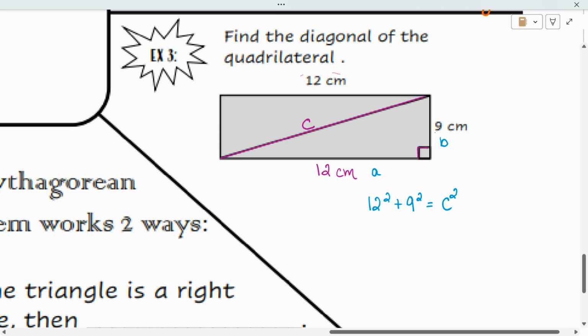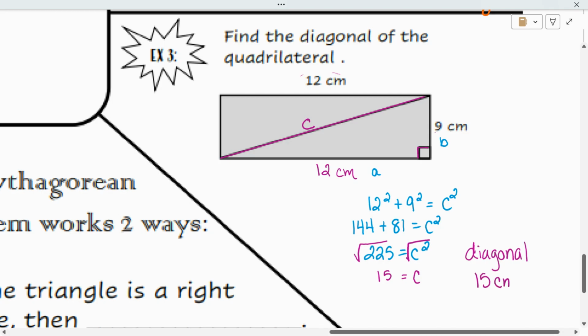Perfect. So what is 12 squared? 144. And 9 squared? Equals C squared. So what is 144 plus 81? So 225 equals C squared. How do I get C all by itself? Whatever you do on one side, you have to do on the other. So C equals what? 15. And the units are going to be the same. So the diagonal is 15 centimeters.